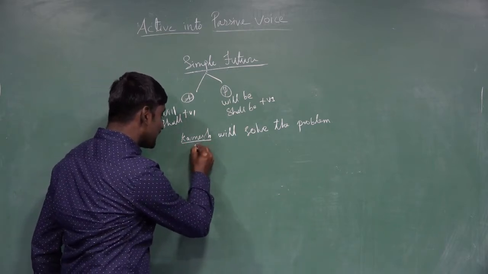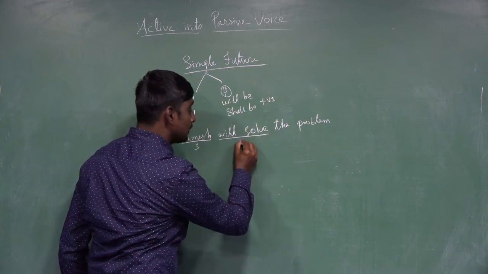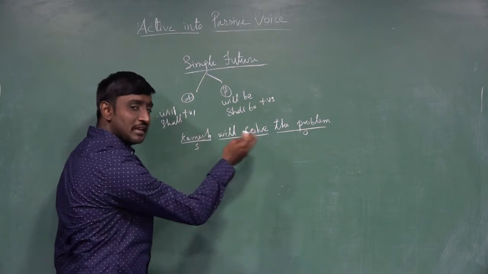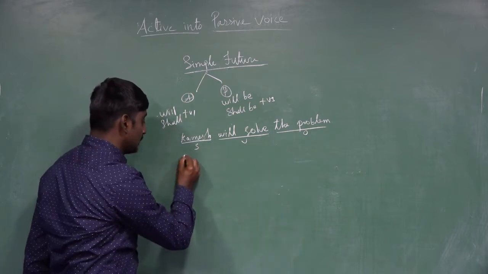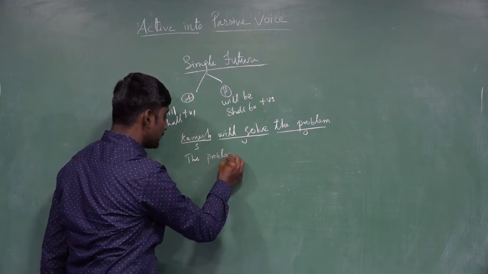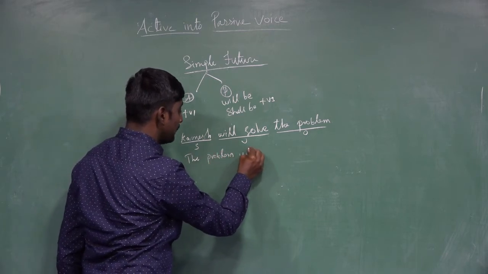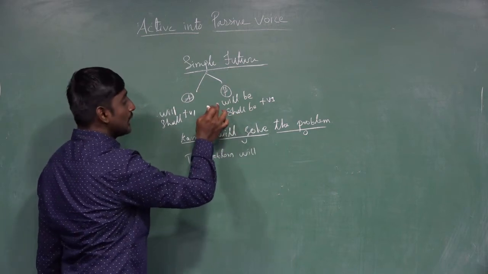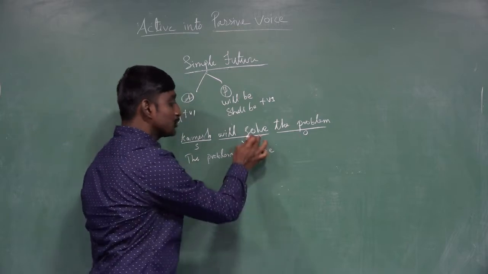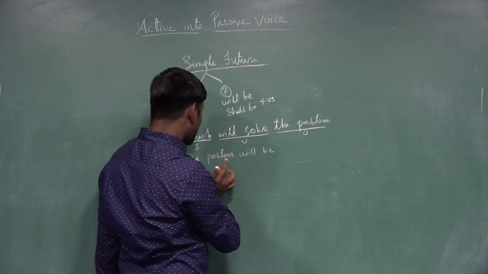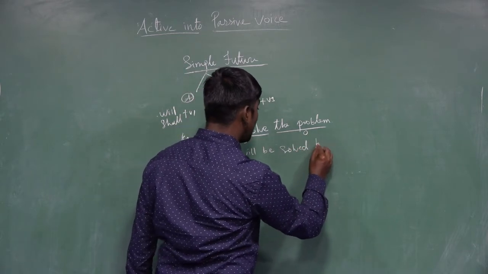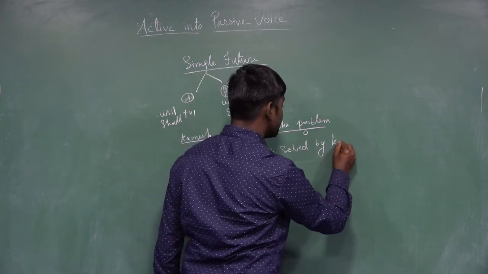So Kamesh is the subject, will solve is the verb, the problem is the object. The object comes from the subject place. The problem will, so change to the passive, so will be plus V3 form, solved. The problem will be solved by Kamesh.